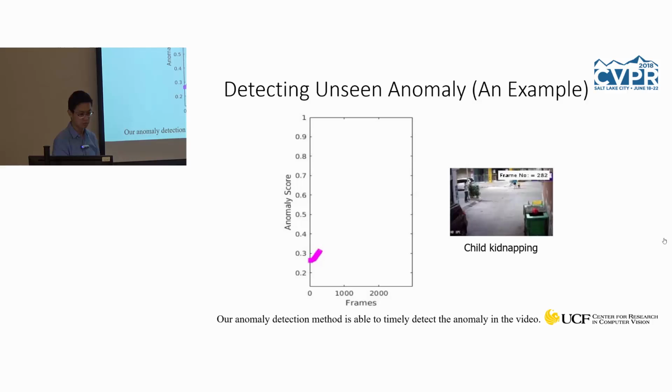And here's an example of unseen anomaly detection, which I showed at the very beginning. The child kidnapping was never seen as an example in training on our dataset, and it is still able to pick up where it happens.